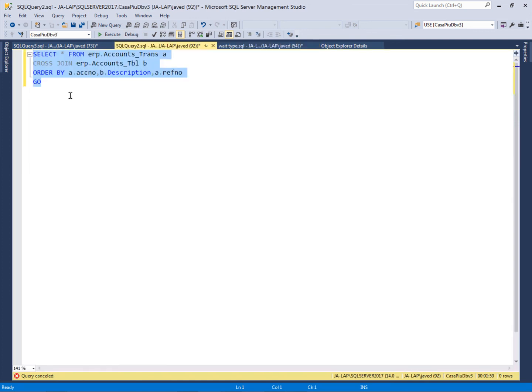For example, I'm using this query. This query is using a cross join, and there are two tables involved, and this table has more than 100 records.